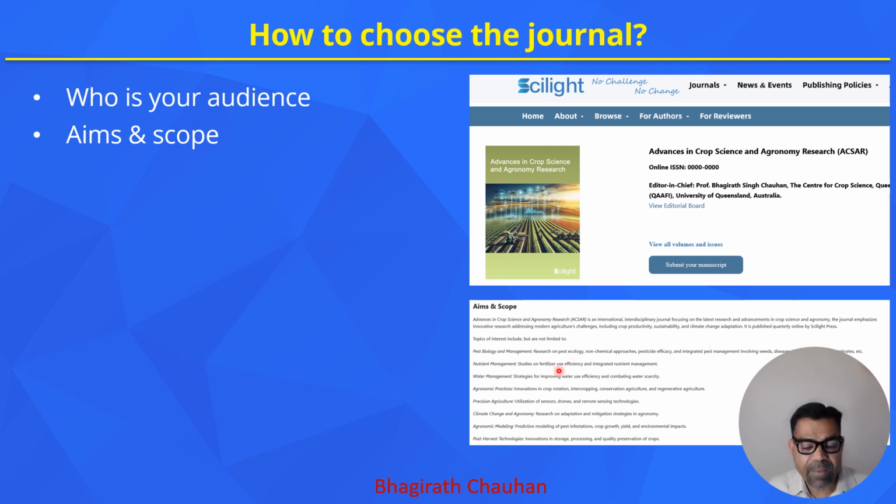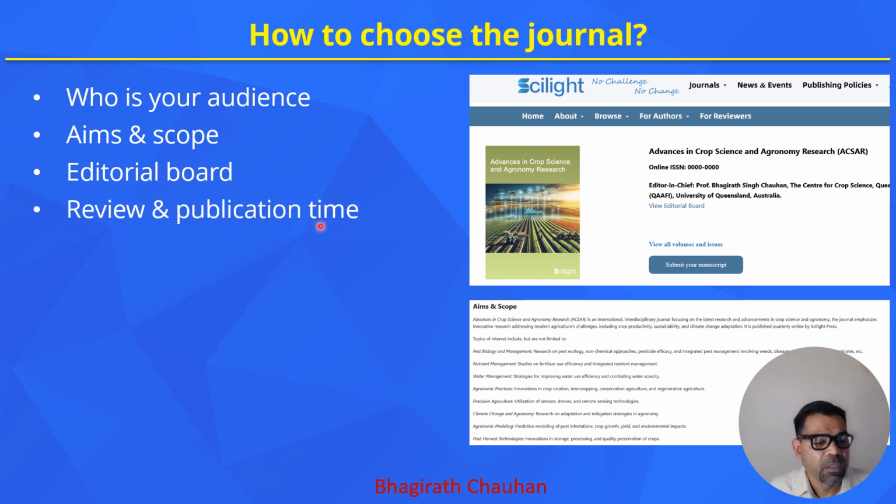That's called aim and scope. Okay, so you see that one. Also, some people check the editorial board: who are those editors? Whether they are well reputed or just a few people selected by a journal just to increase their impact factor. So you need to really see that one.